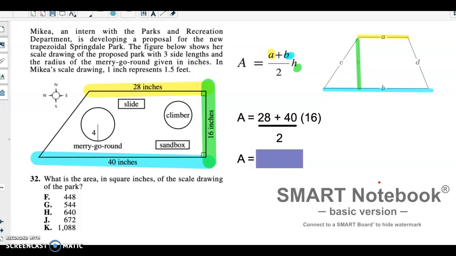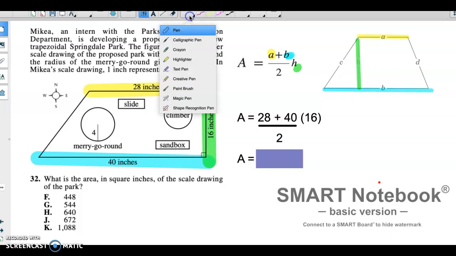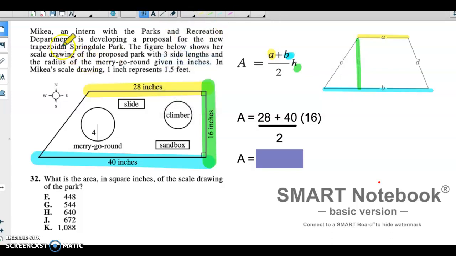All right, this is a fun problem. So Micah, an intern with the Parks and Recreation Department, is developing a proposal for the new trapezoidal Springdale Park. So just in that line, it says the park is a trapezoid. That's an important fact to remember. So I'm going to highlight trapezoidal Springdale Park.